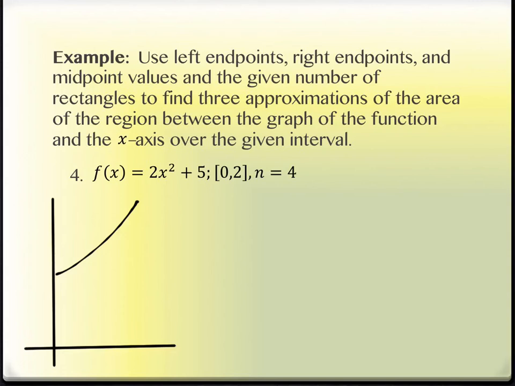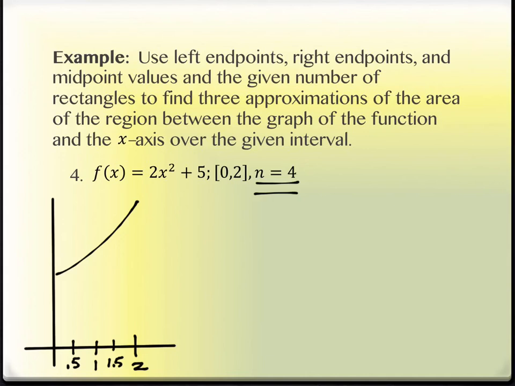And I'm trying to make my interval go from 0 to 2. So from 0 to 2, and it tells me I'm using 4 rectangles. That's what n equals 4 is telling me. So I subdivide all of these intervals. This one's 1/2, and this one's 1.5. You can use decimals, you can use fractions.